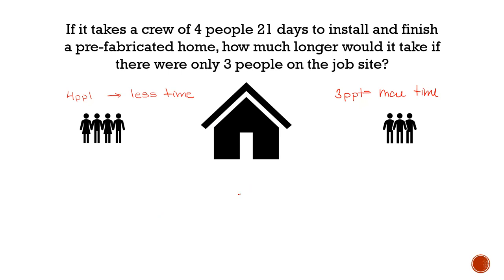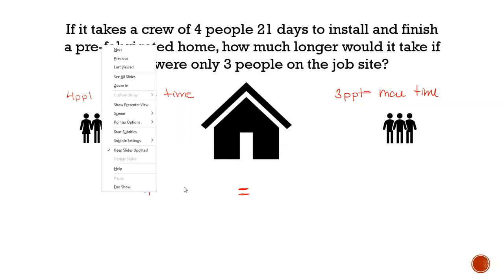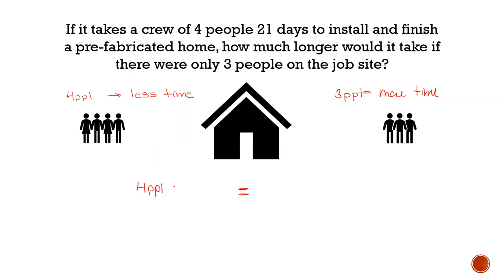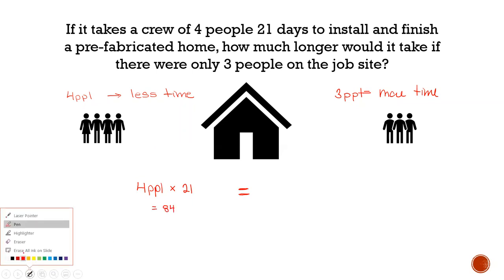They're installing the same house, so I'm going to put my equal sign under the house because that's the common ground between these two relationships. The total amount of work it takes to build this house has to remain the same whether there's 4 people doing it or 3 people. So the number of man-days: if I have 4 people working on this job, I'm going to multiply for each person 21 days. That means we have 84 days' worth of work.